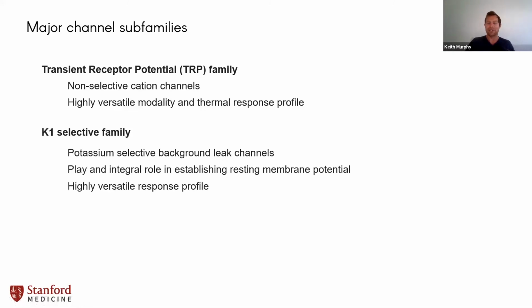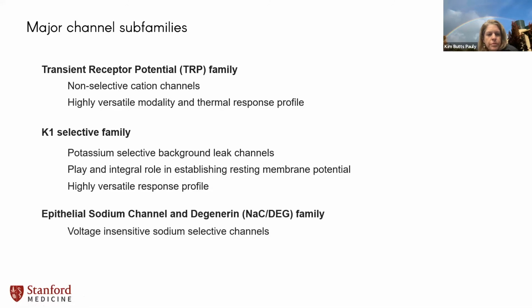These are also often called K2P channels. And these are potassium selective leak channels. So they have a very small amount of leak. And if you add some mechanical force to them, they may increase or decrease their conductance. And you now know that that may raise the resting membrane potential and make cells more excitable. And these are also very versatile to many different types of stimuli, including chemicals and things like that.